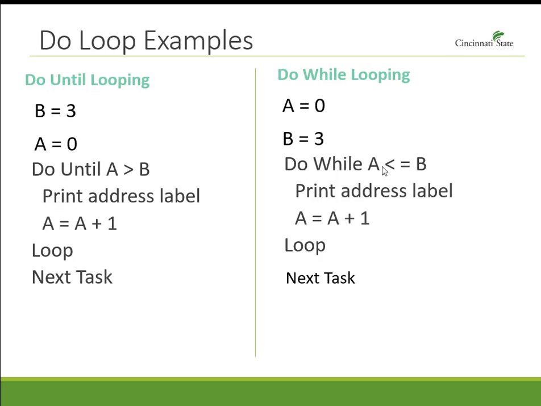So from the beginning, A is equal to 0, B is 3. We add 1 to A, so then we come up here, 1, we want to continue while A is less than or equal to B, print the label, add 1, so now A equals 2. Print the address label, increment our counter, continue to loop. So now B and A are equal. So we're going to do it again. Print the address label, increment A. So now A equals 4. 4 is greater than B. So we will exit the loop and come down here to the next task.